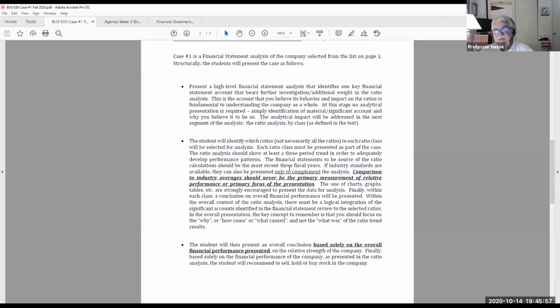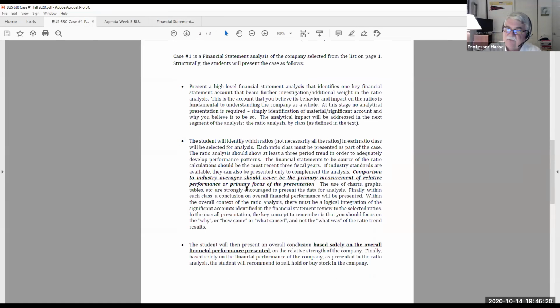The student will identify which ratios, not all the ratios. All you have to do is pick one from each of those ratio classes: liquidity, profitability, debt management. What was the other one? Did I say profitability? Well, one of those 4. One from each area. The financial statements are the source of your analysis.